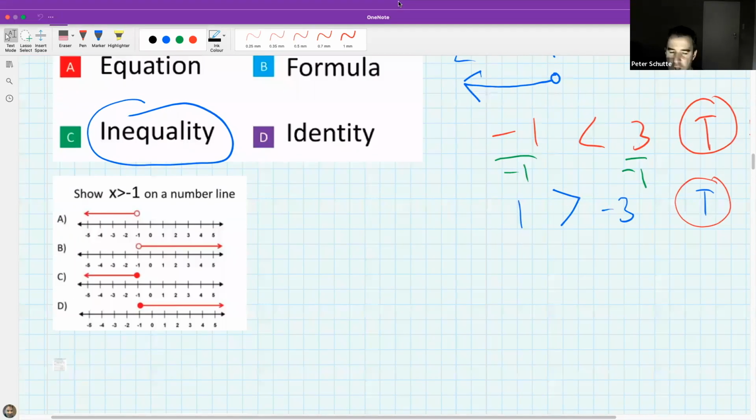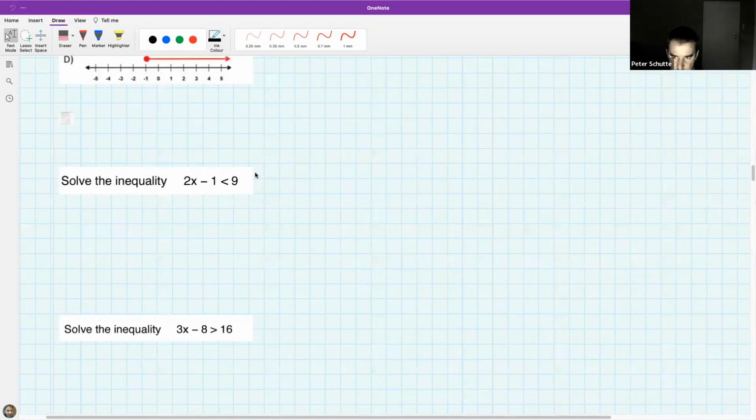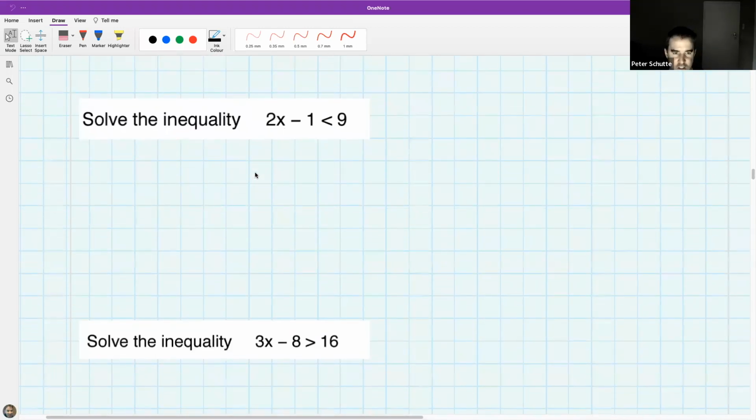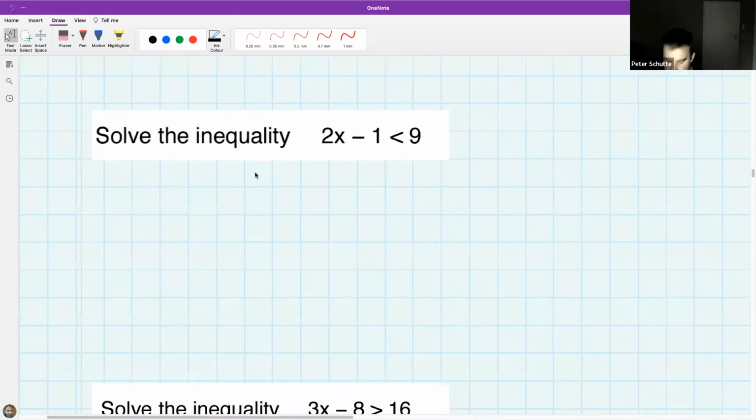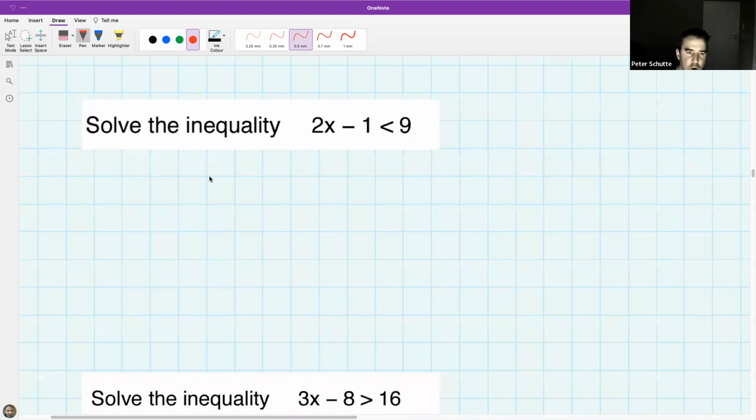So what I want to do now is move to solving inequalities. So kind of like equations, but a little bit different. I'm going to do an example, and then you guys can do it after me. So if I say solve the inequality, what are the steps?